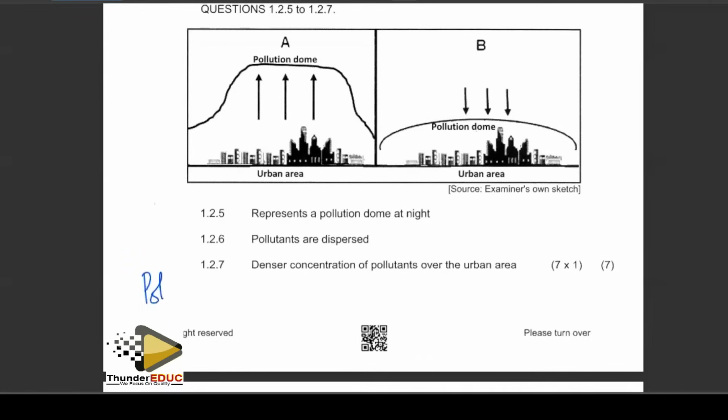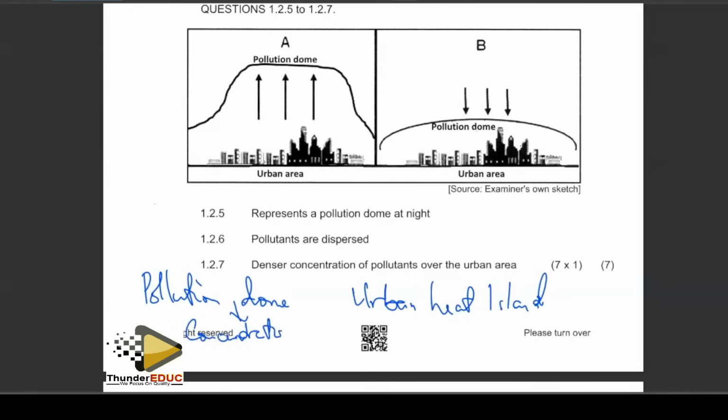When you're talking of a pollution dome, do not confuse it with an urban heat island. Those are typical urban climatic conditions. They are related, but they're not the same. Pollution dome, what is a pollution dome? We are looking at the concentration of pollutants over a city. Pollutants are concentrated in a city or in an urban area. That is a pollution dome.